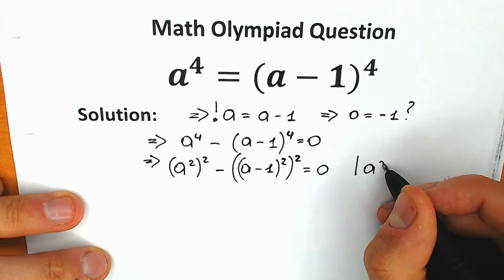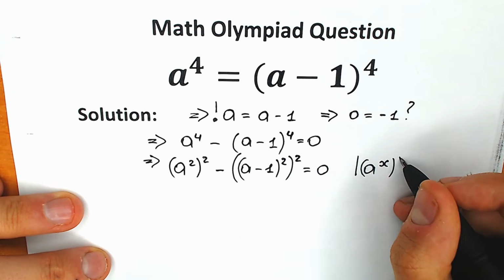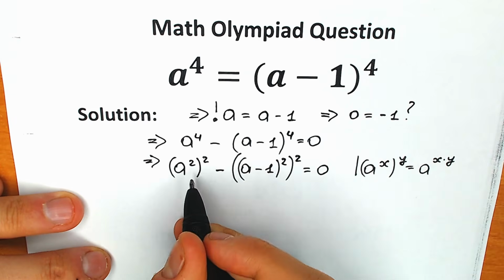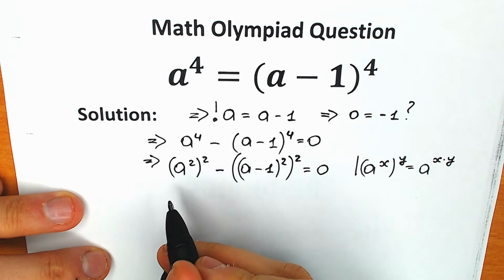I really hope you understand this first step, because there is a really important property. When I have a to the power x raised to the power y, we can write it as a to the power x times y, and that's why I split it like that.